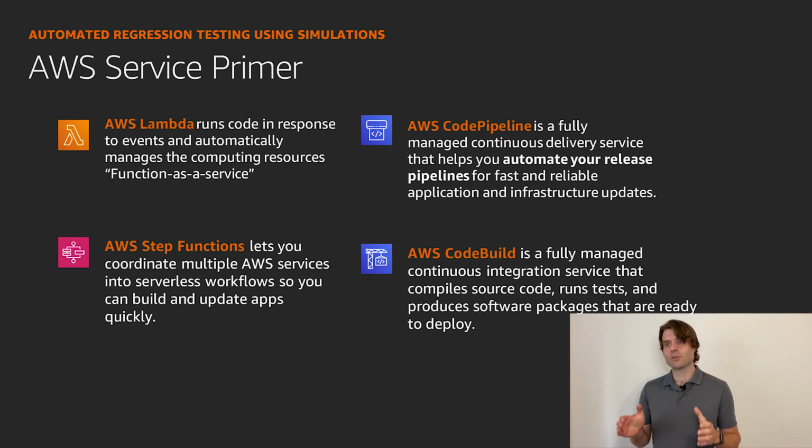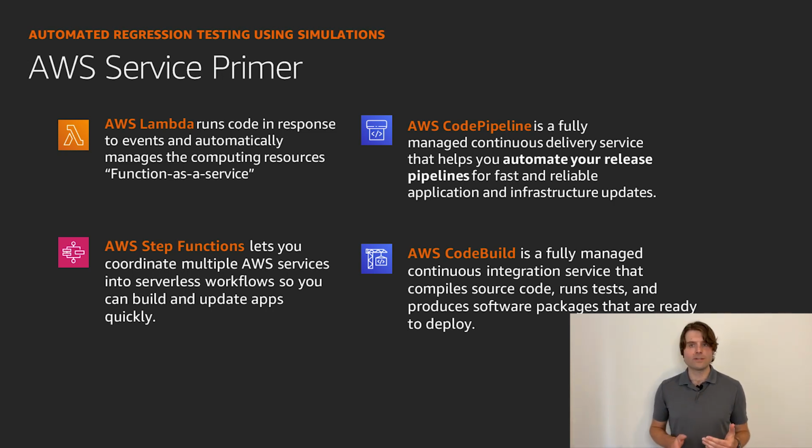So here's a couple services that are helpful in building automated workflows with AWS. First is AWS Lambda, or Function as a Service. AWS Lambda enables you to run code in response to events without having to provision any computing resources. Step Functions enables you to define and run workflows in the cloud to orchestrate activities like running your Lambda functions. We will discuss how to use these to orchestrate testing workflows.